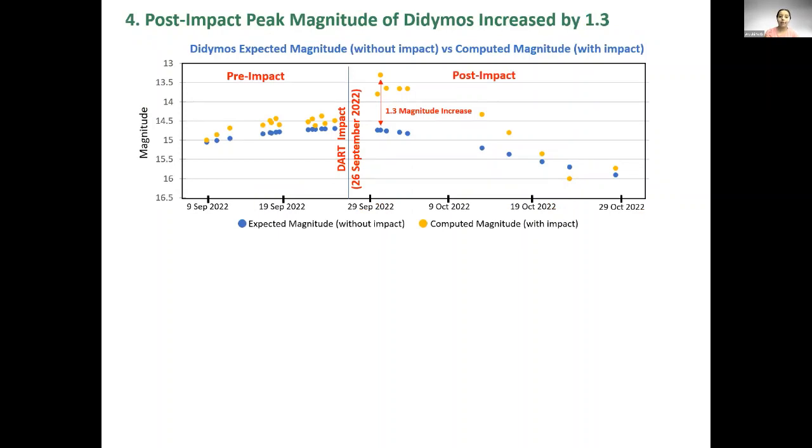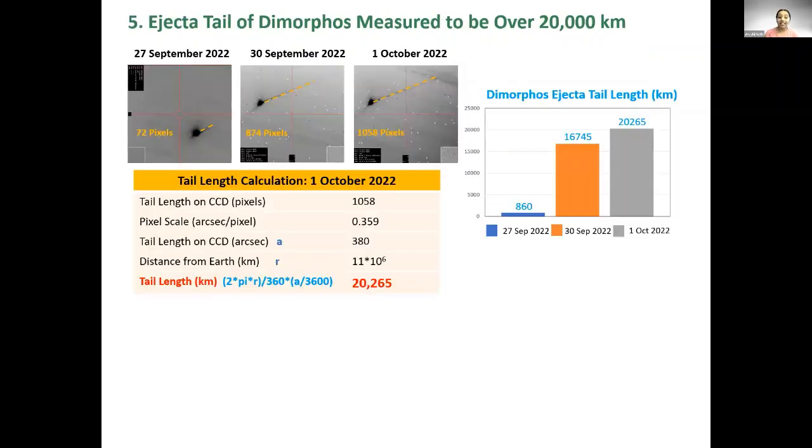Fourth, I measured the magnitude before, during, and after the impact of the Dimorphos system. Right after the impact, I saw an increase in the magnitude of 1.3. This is caused by all the ejecta coming out of the asteroid after the impact. And finally, I measured the maximum ejecta tail of Dimorphos to be 20,000 kilometers, so it was quite big.